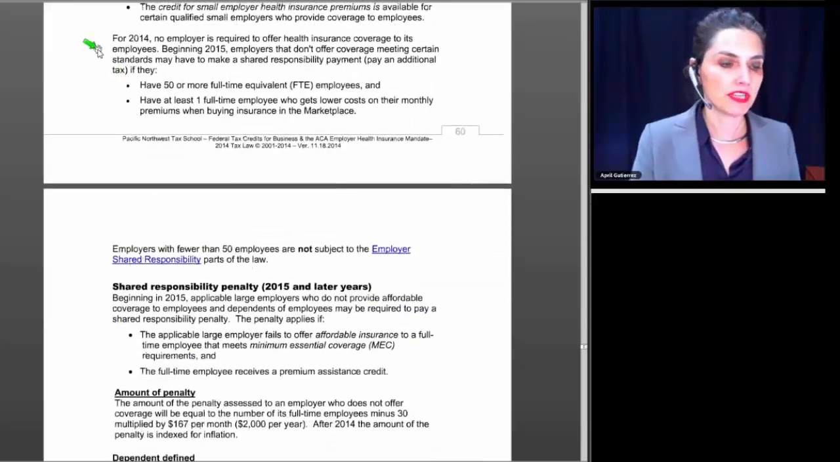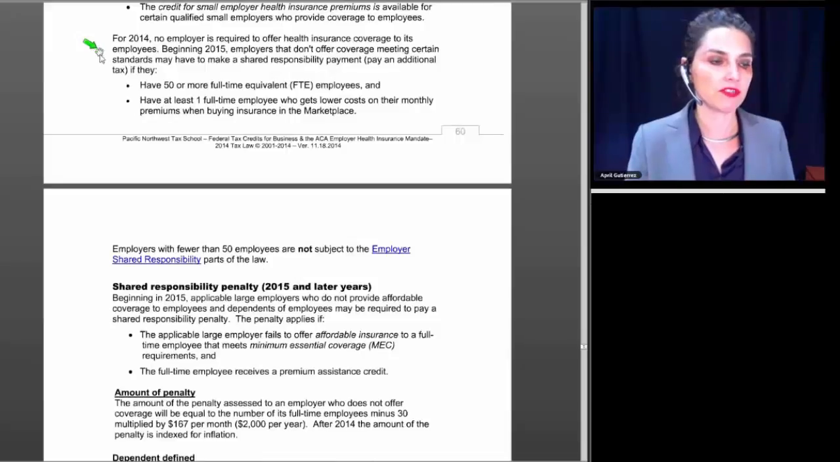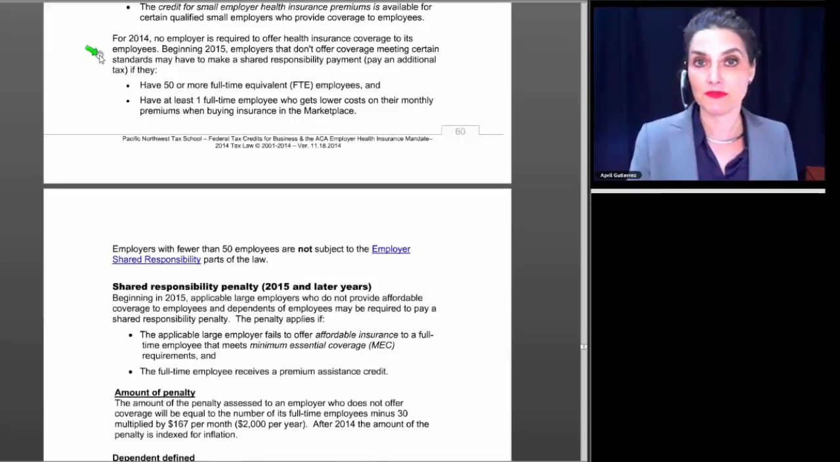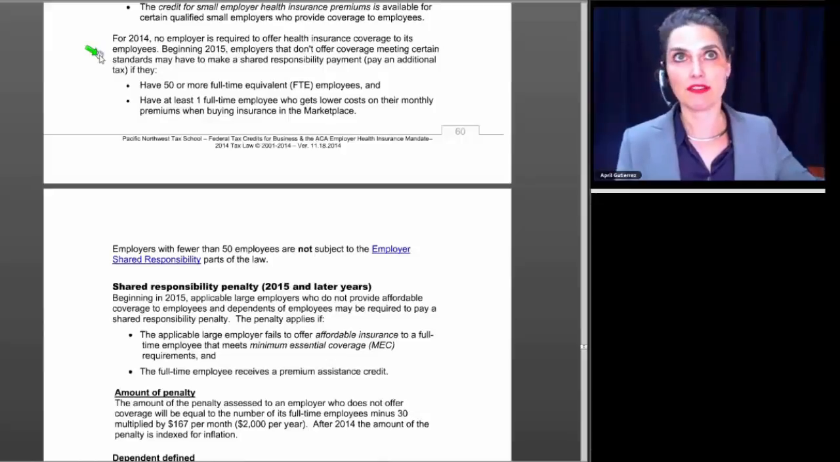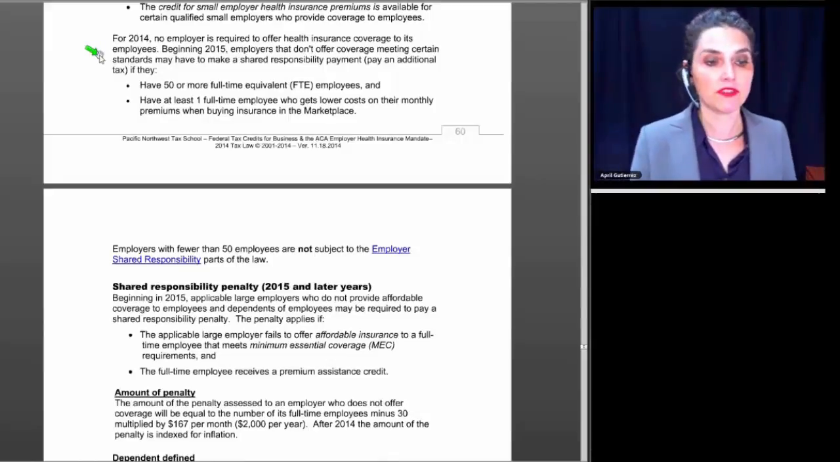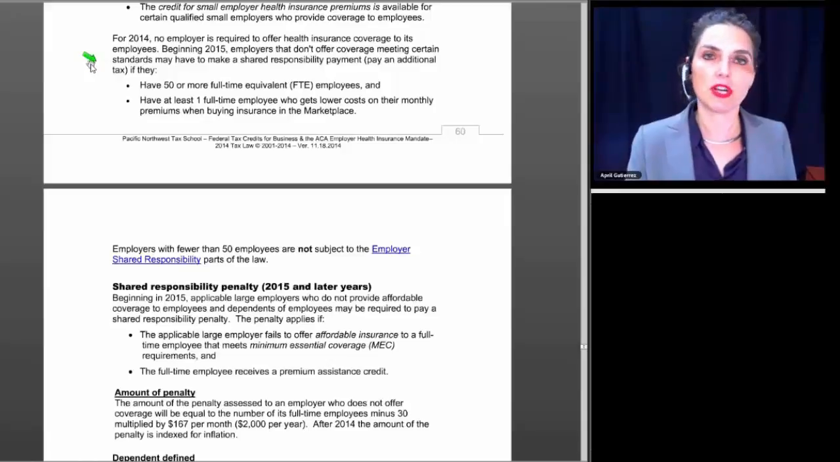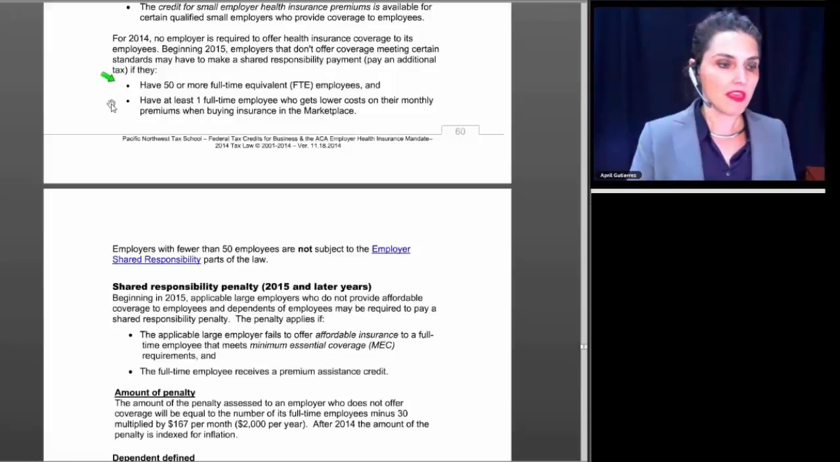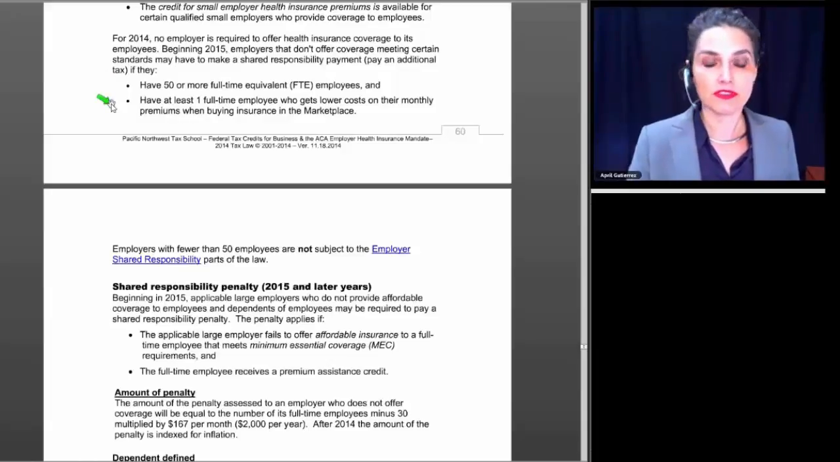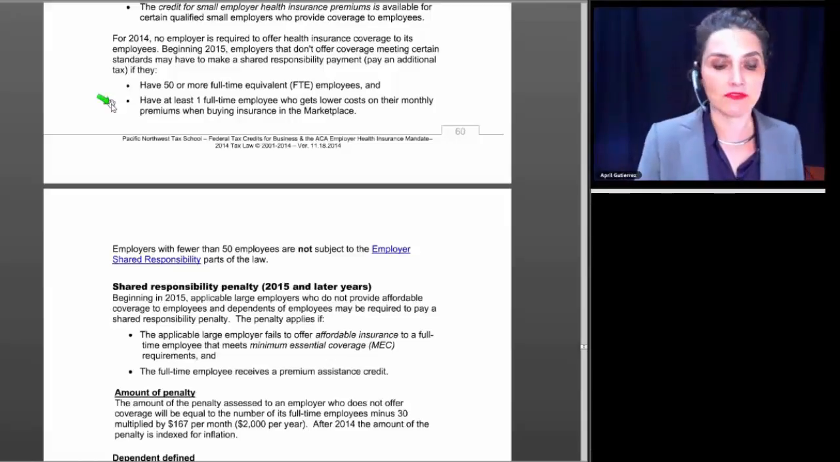For 2014, no employer is required to offer health insurance coverage to its employees, but beginning in 2015, which is just a month and a half away, January 1, 2015, we're in the new year, employers that don't offer coverage meeting certain standards may have to make a shared responsibility payment or pay an additional tax if they have 50 or more equivalent full-time employees and at least one of the uncovered full-time employees goes to the marketplace and gets a subsidy for purchasing individual coverage on the marketplace.